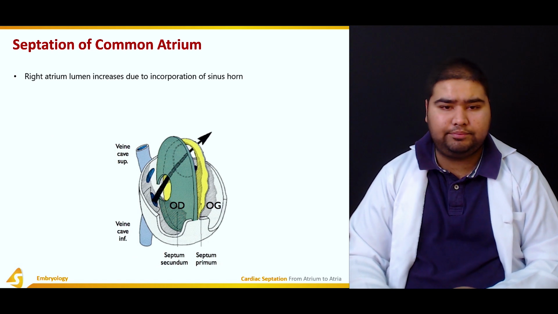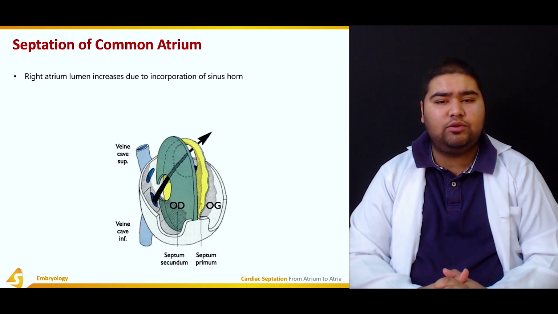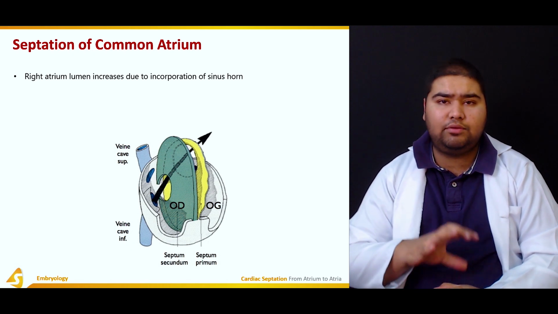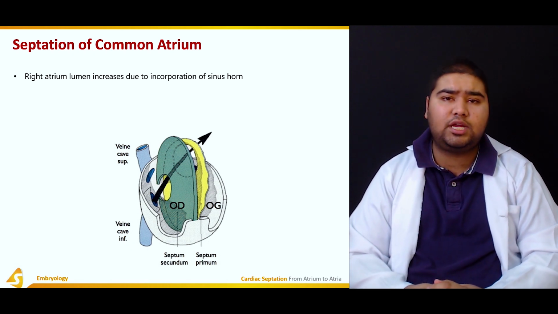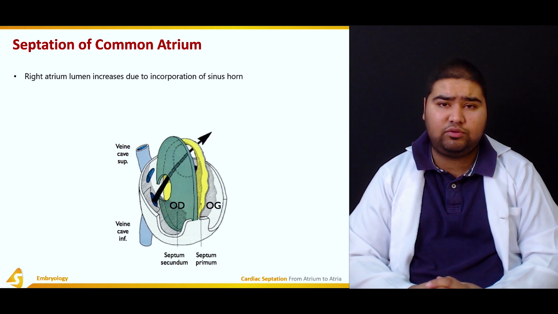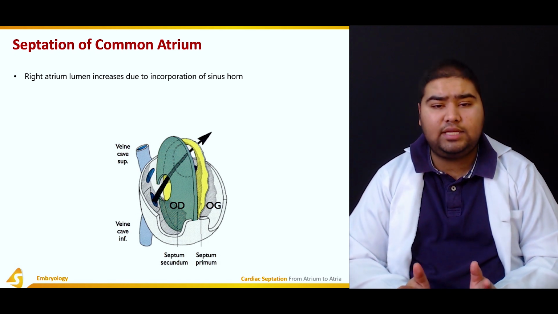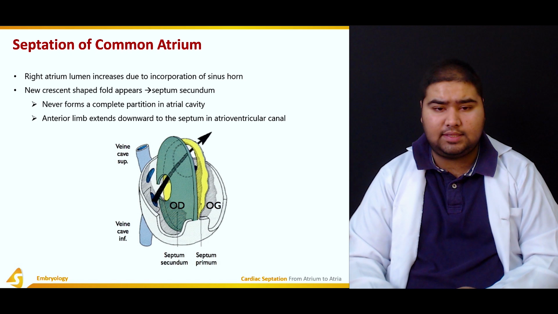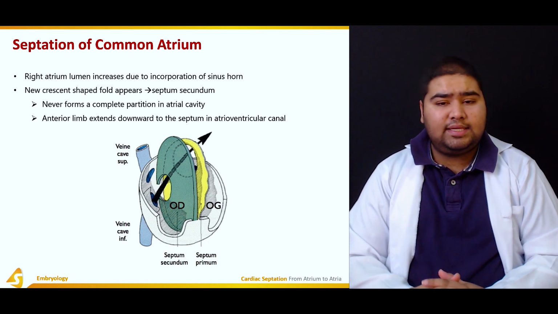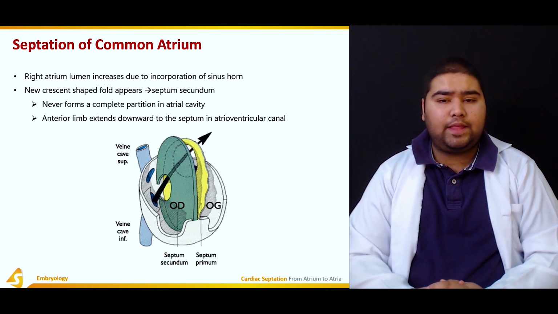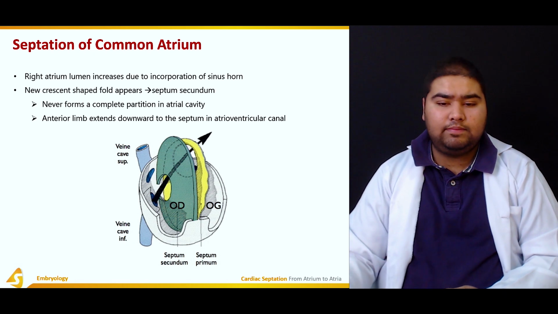So moving on. The right atrium lumen increases due to incorporation of the sinus horn. At the same time, now that the sinus horn has been incorporated into the right atrium, the size of the right atrium increases. Now a crescent shaped fold appears, which is known as the septum secundum.